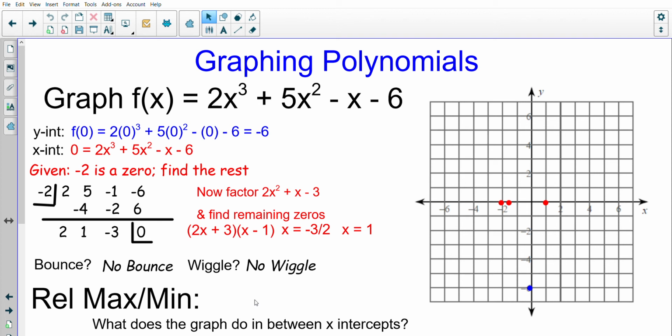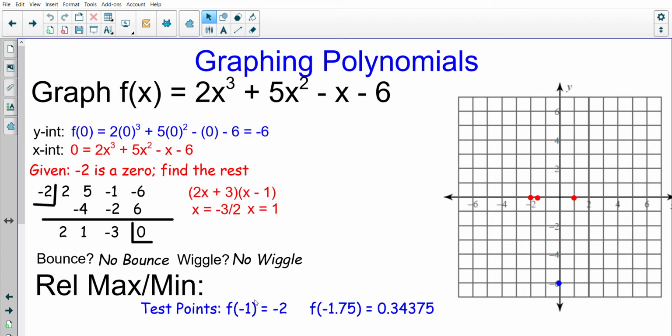So how about the relative maximums and minimums? What is the graph doing in between these x-intercepts? Well, that's where test points come into play. A good test point might be -1 here. It's in between our y-axis and the 0 at -2. So when x is -1, y is -2.